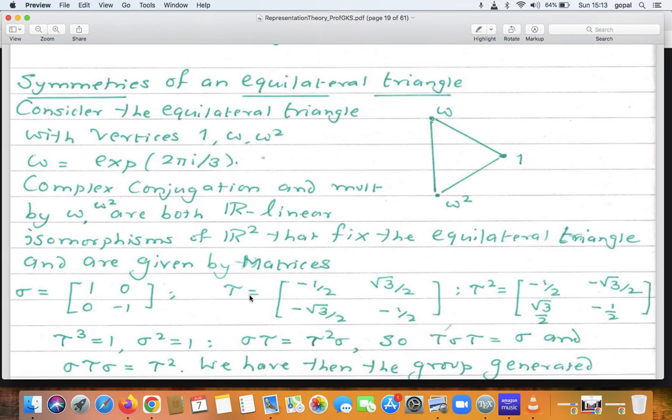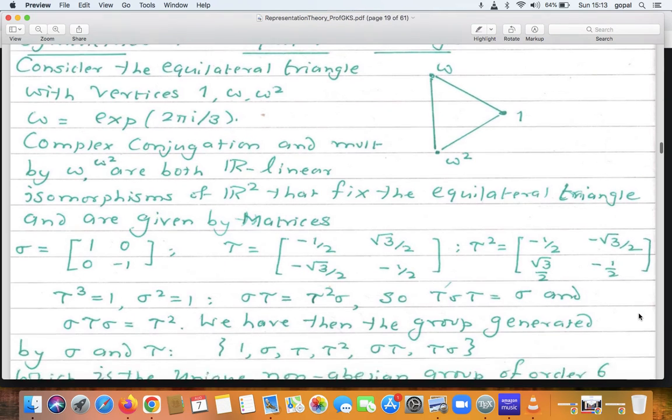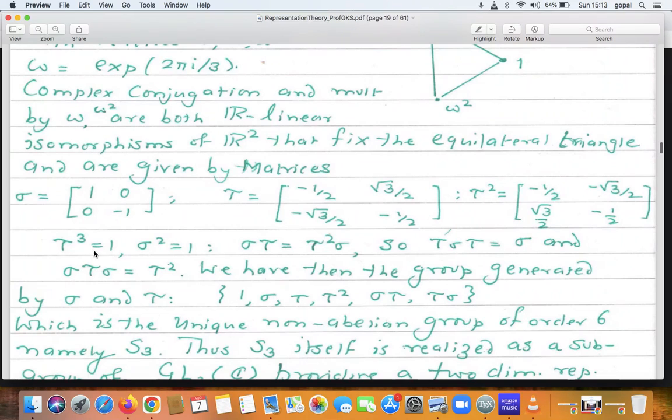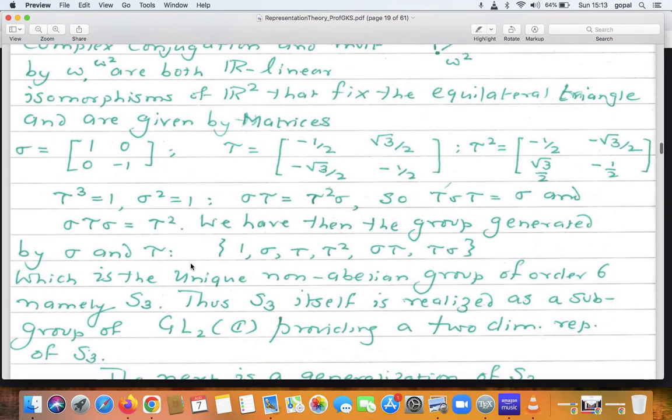And the rotation matrices are tau and tau squared. Tau squared will be rotation through angle 240 degrees. And so these matrices tau and tau squared have been displayed here. And tau cubed is obviously 1. Sigma squared is obviously 1. Tau sigma tau is tau squared sigma. And tau sigma tau is sigma, and so on.